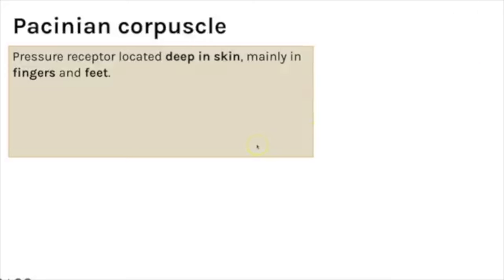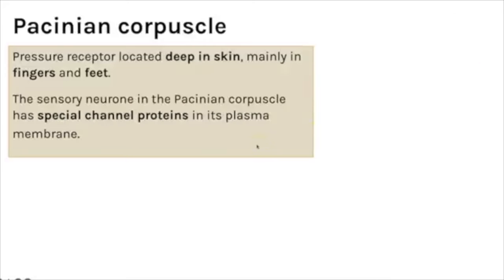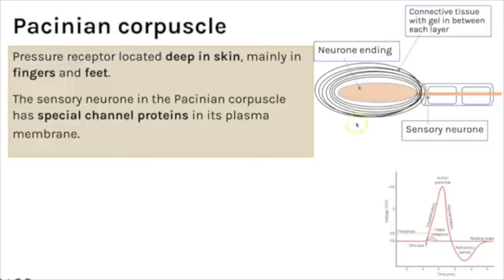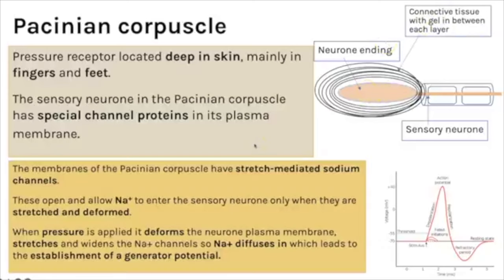Now, the Pacinian corpuscle is actually a sensory neuron wrapped in lots and lots of layers of plasma membrane, and that has special channel proteins embedded within those plasma membranes. So that's what we're seeing here. We've got our sensory neuron with the nerve ending. We've got lots of connective tissue with gel in between each of these layers.